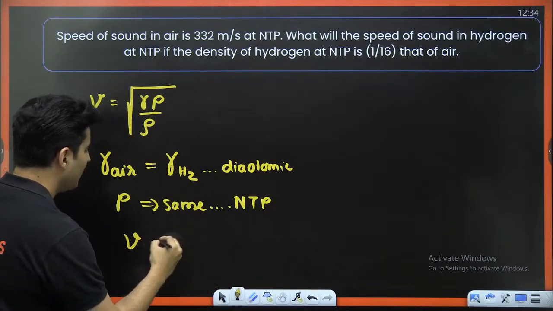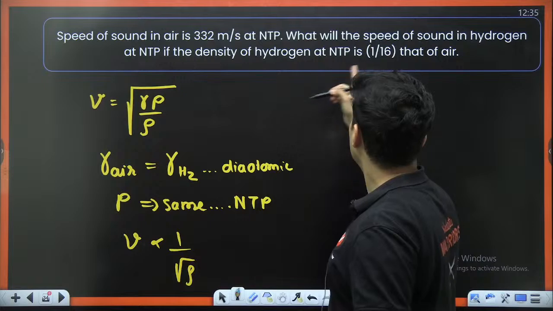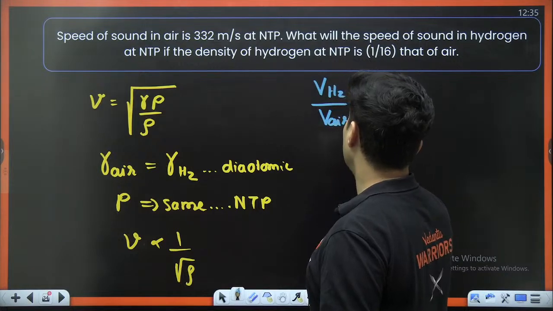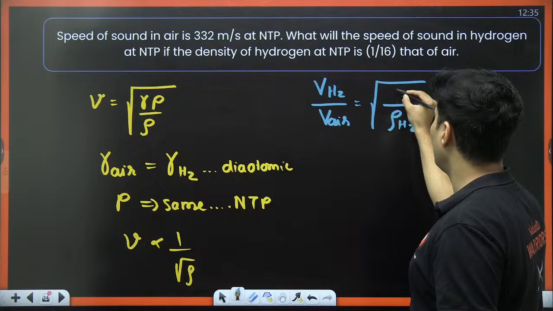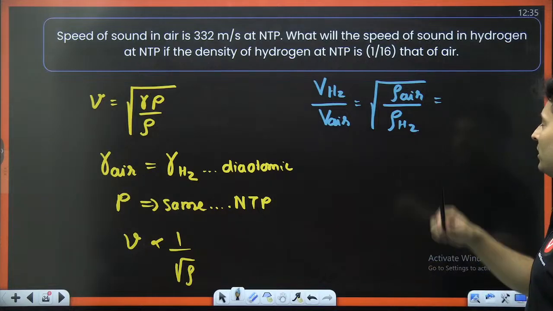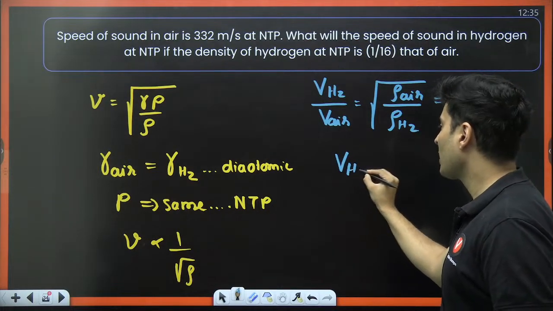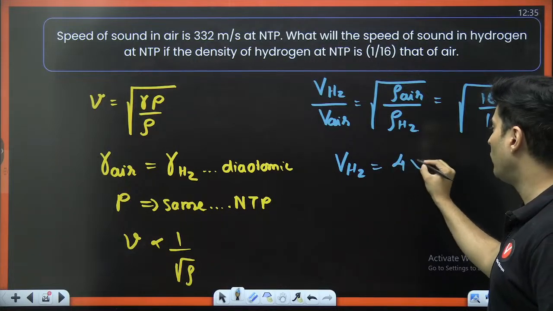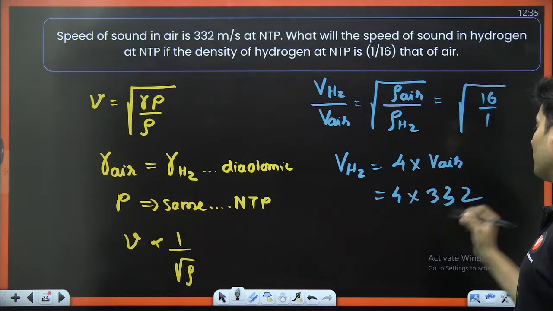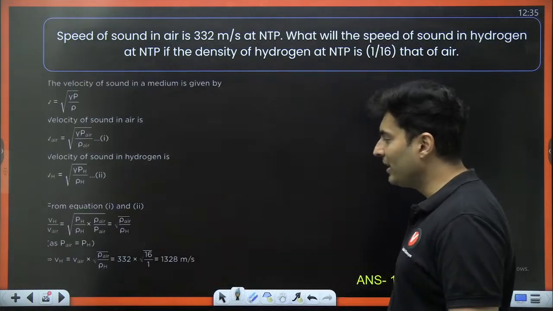So therefore the speed is inversely proportional to the root of density. Now the question is, what is the speed of hydrogen? The speed of hydrogen upon speed of air will be density of hydrogen below and density of air on the top. Since the density of hydrogen is 1/16th that of air, air is 16 times heavier than hydrogen density wise. So the speed of hydrogen will be root 16, which is basically 4 into the speed of sound in air. So 4 into 332. How much does it come out to be? My dear warriors, does it come out to be 1328?